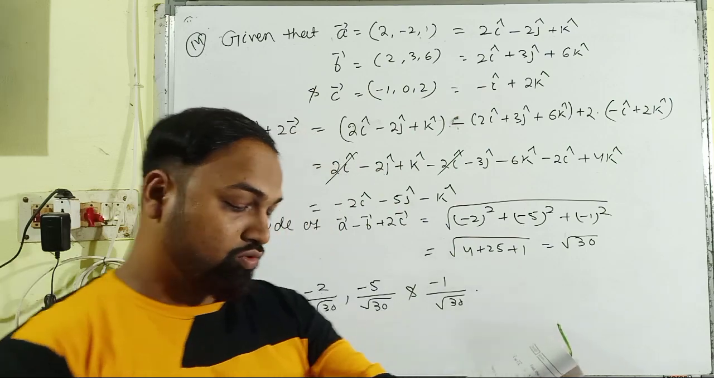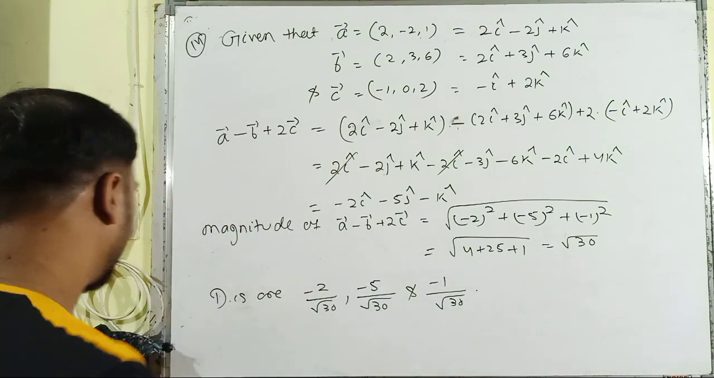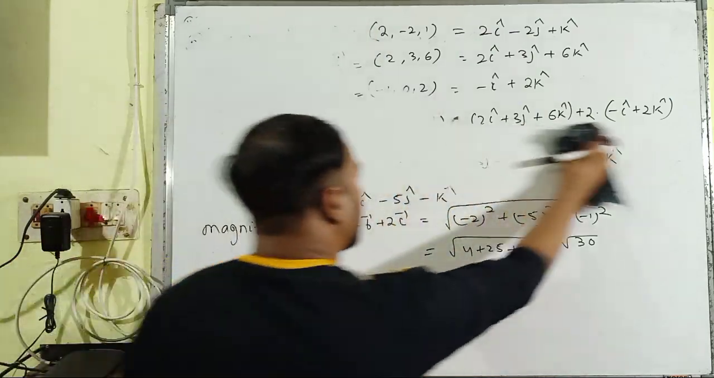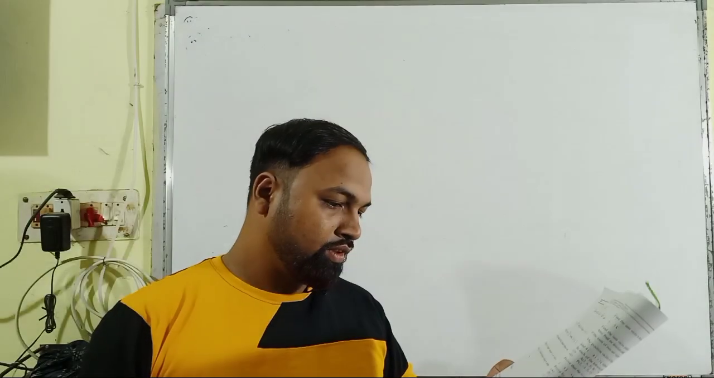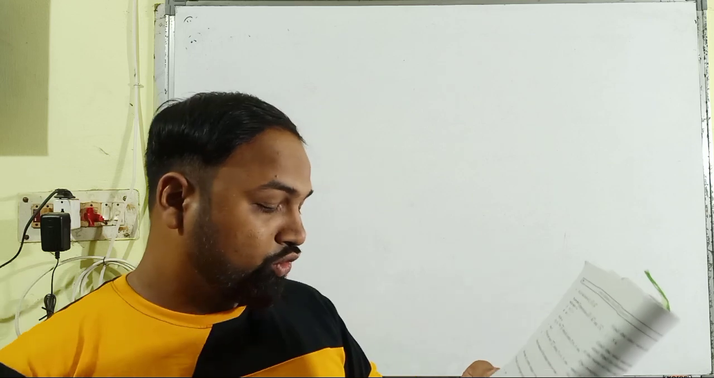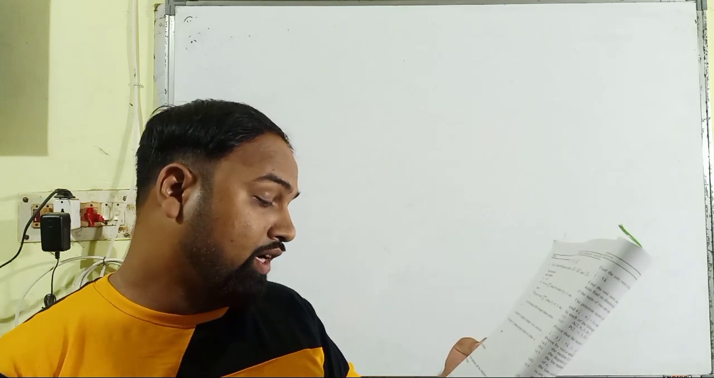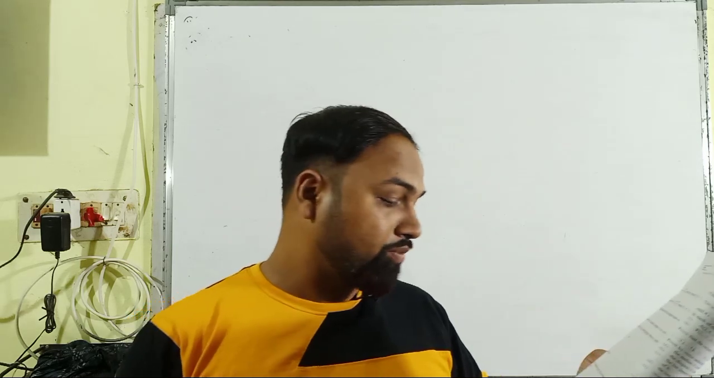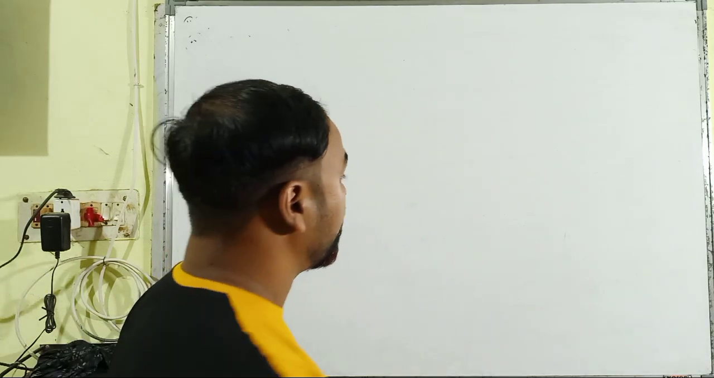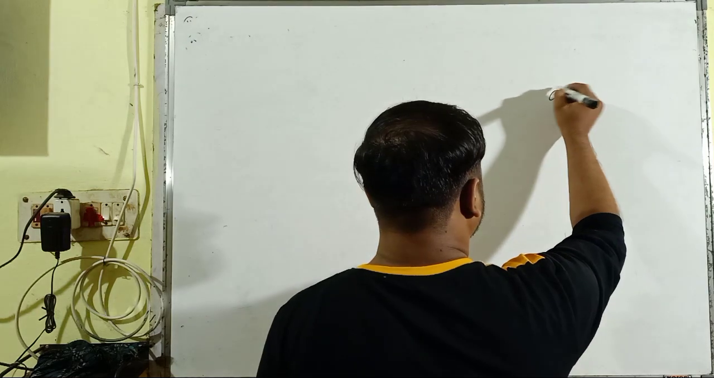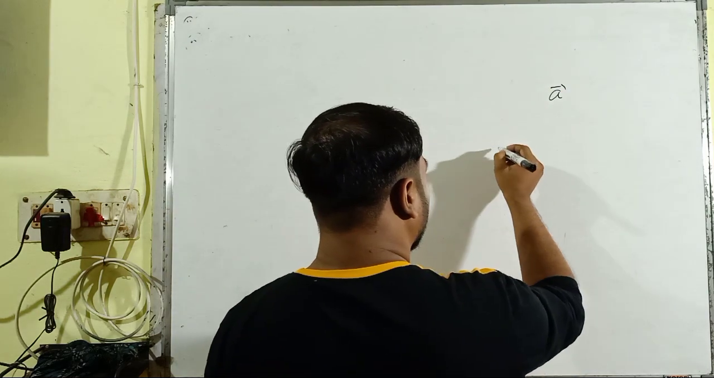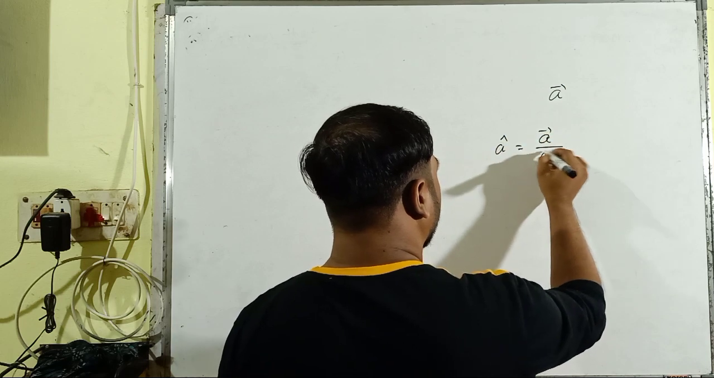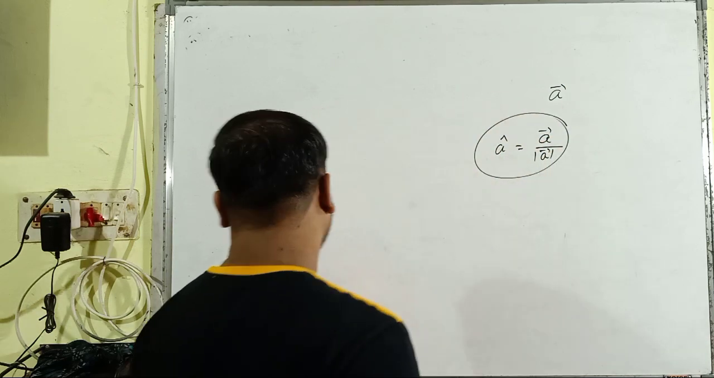Then let us move towards the question number 15. Okay, let us solve the question number 15. Here it has been asked to determine the unit vector having the direction of the given vector in each of the following cases. To find the unit vector, suppose we take any vector A, the unit vector of A is determined by this formula: A vector divided by magnitude of A vector. So this is the procedure.